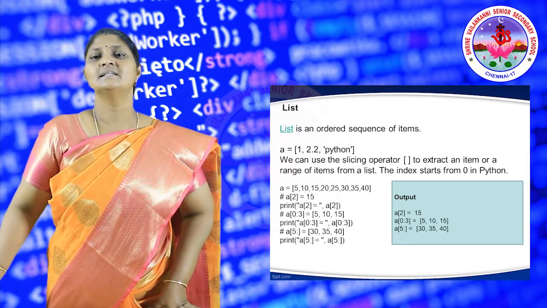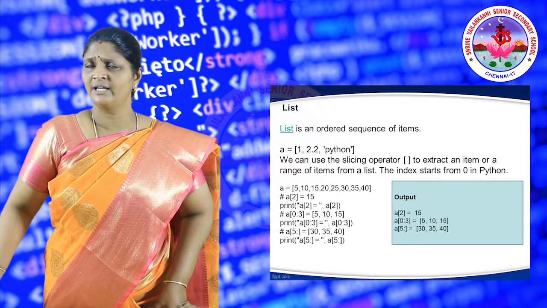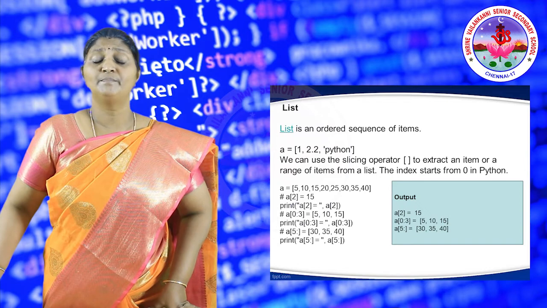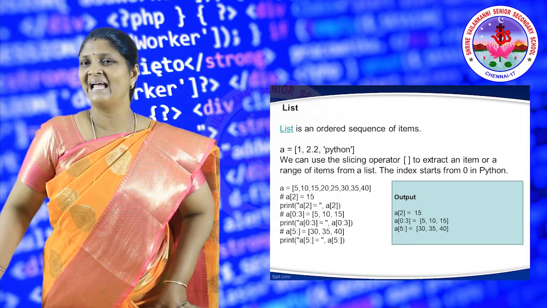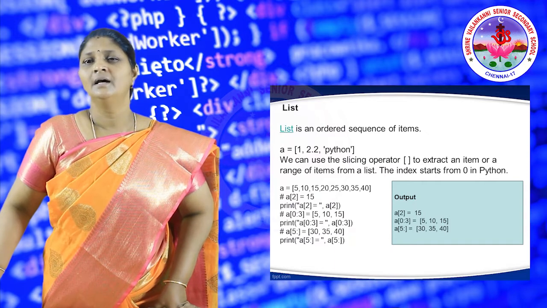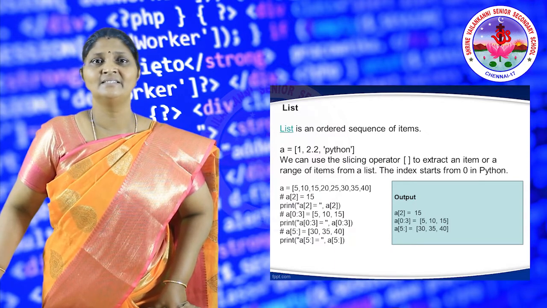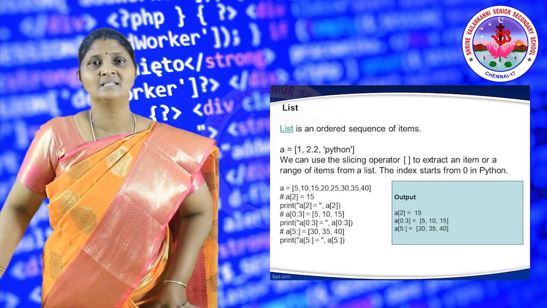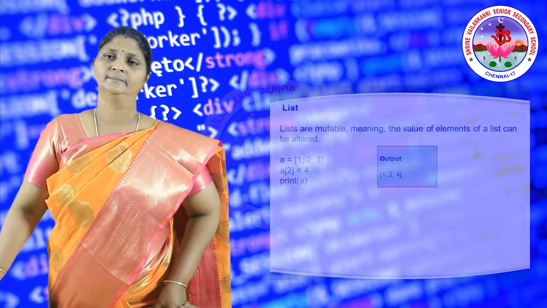Next comes print A of 5:. Here we are not specifying the upper bound. So what it does, from A of 5, it prints till the end of the list. A of 5 is 30, then comes 35, and the last element in the list is 40. So we get all 3 elements displayed. This is how the list is working.